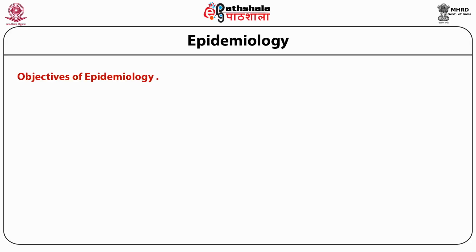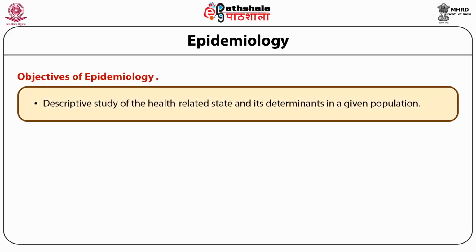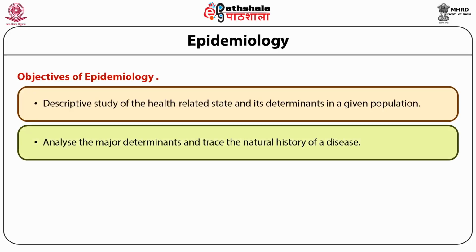First, it is a descriptive study of the health related state and its determinants in a given population. It is to describe the distribution and extent or magnitude of health and disease in a population. The second objective, analyze the major determinants and trace the natural history of a disease to understand how the disease spreads and its course in individuals and groups.